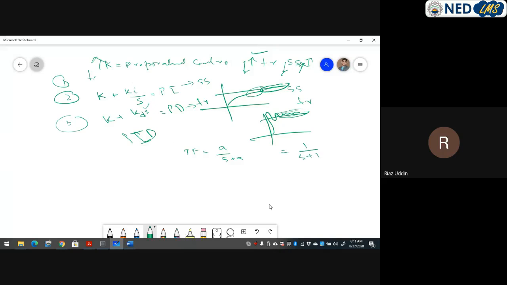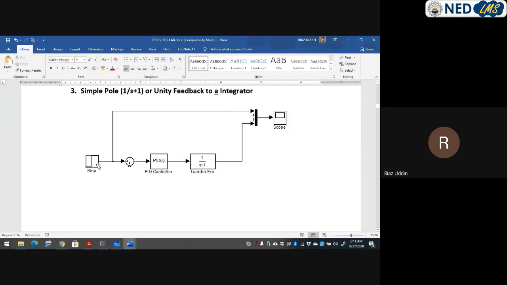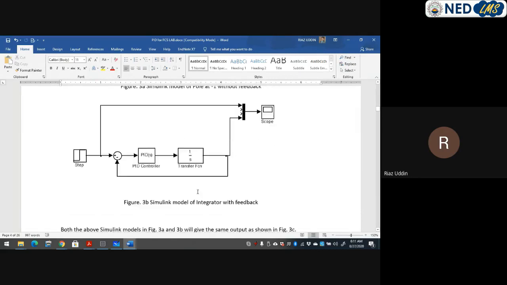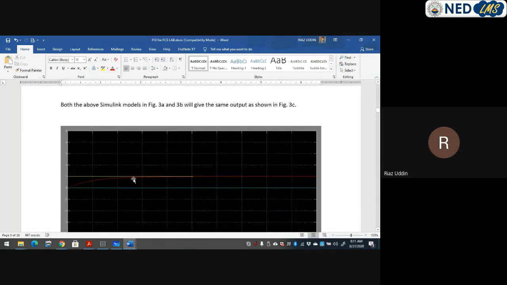So it means if these two values are the same, then the response will be something like this, and it will always reach its steady state value. Okay, but if I reduce or increase this value, what does this value do? This value actually creates a steady state error, and this value actually changes the transient response characteristics. So in this case, when I just give a step input to 1 upon s plus 1, it shows that at one value it will reach the output. So I can see here that at one value it is reaching the output.